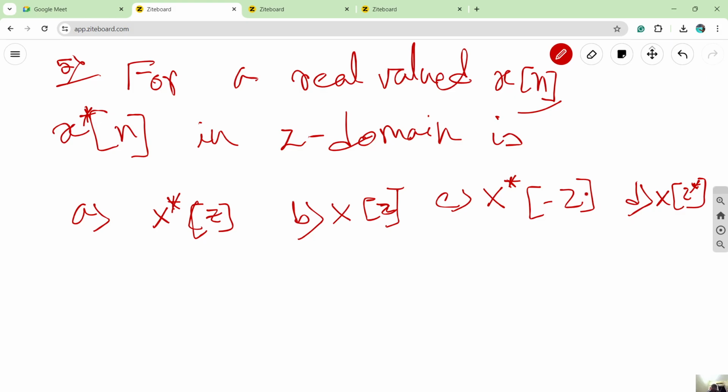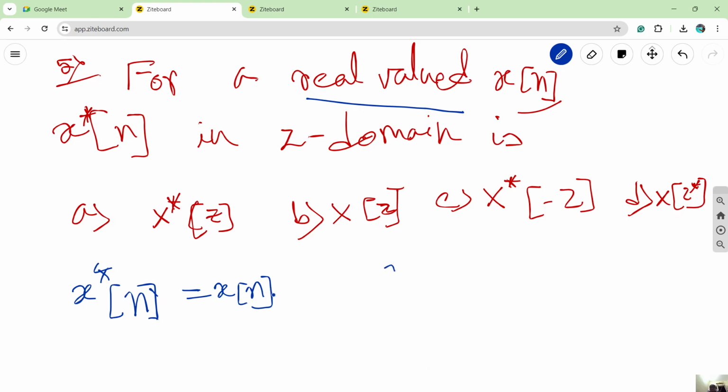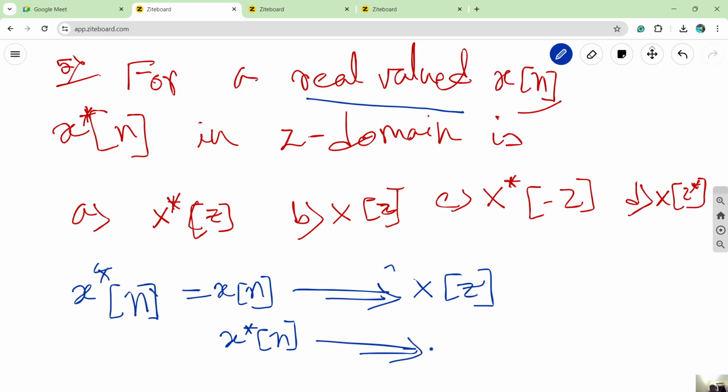So x star of n is equal to x of n because x of n is a real valued signal. Now, if x of n has a transform X of z, then x star n should also have the transform X of z. So option B is the correct one.